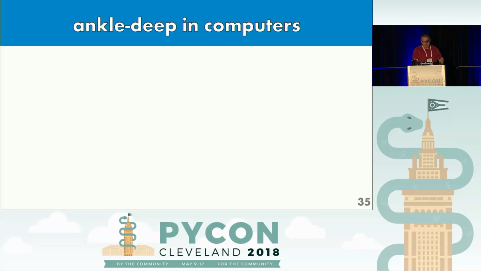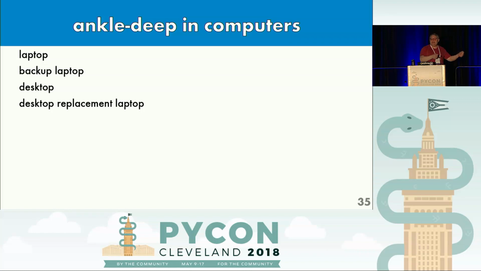So I have a laptop, I have a backup laptop, I have a desktop machine, I have this cool desktop replacement laptop that I'm going to use at the sprints, I have a server, I have a home theater PC. All these machines are running Ubuntu, and I reinstall every 6 months because I like to run the latest version. I don't trust the upgrade installers. I always install from scratch.